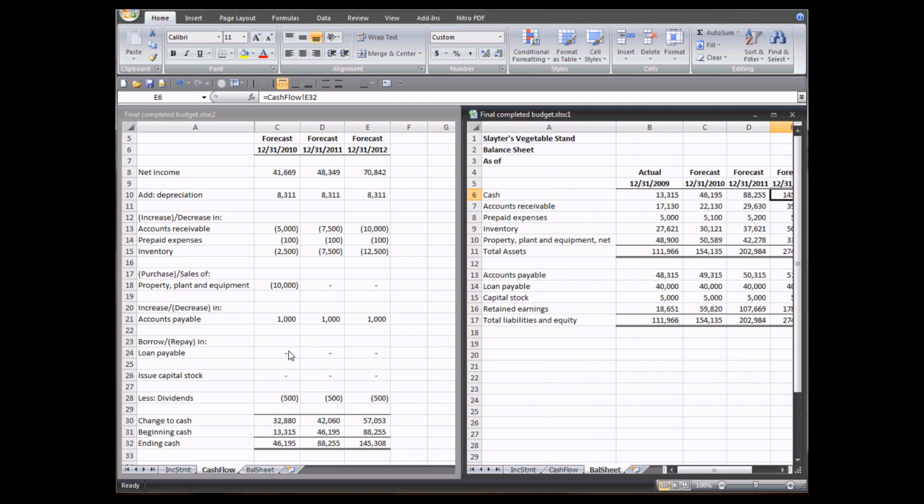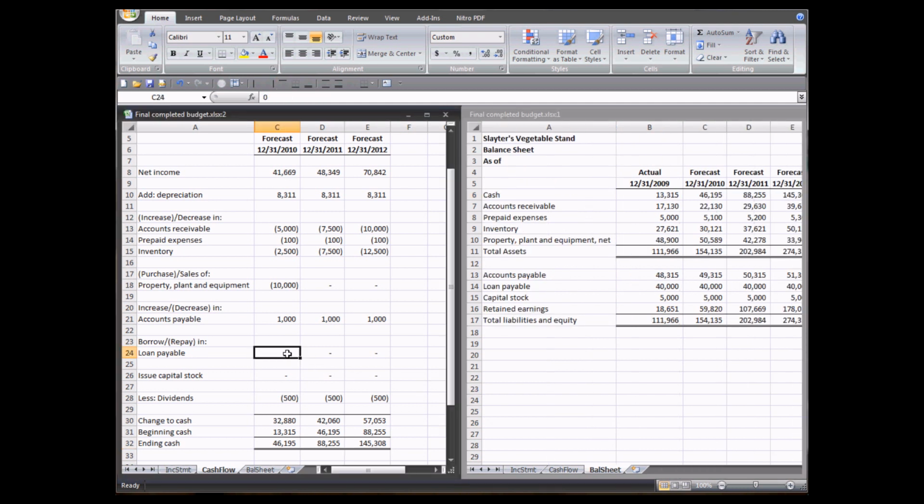So now any changes I make here, for example, it looks like in 2010 I've got $46,000 of cash. I also owe $40,000 on this loan payable. That doesn't make much sense. Why would I keep a loan, paying interest on it and all that, when I have cash that can pay for it? So I'm going to go here to my loan payable, and I'm going to repay.